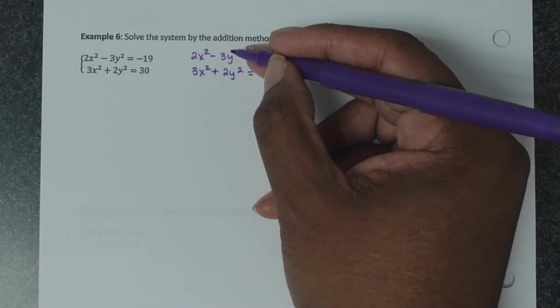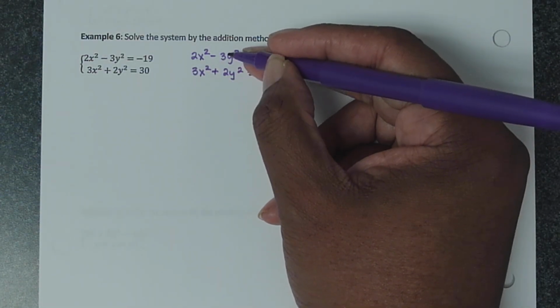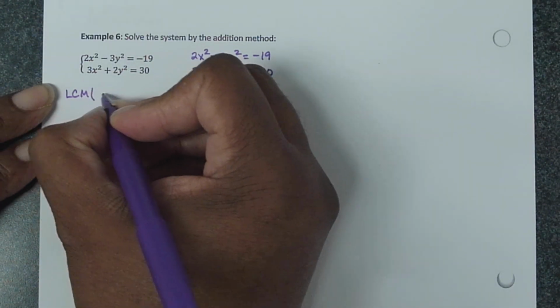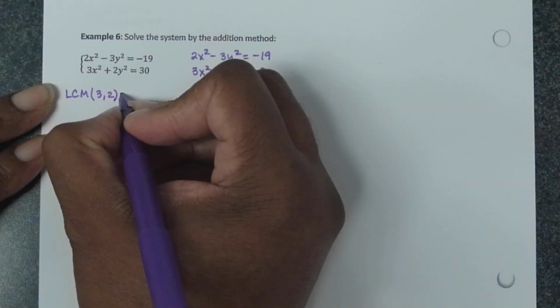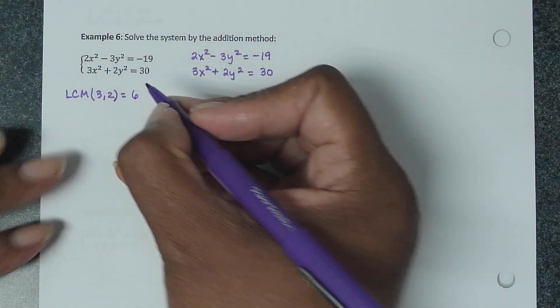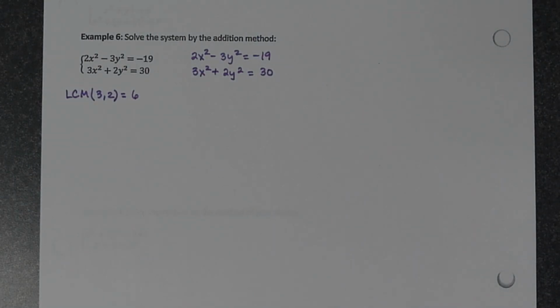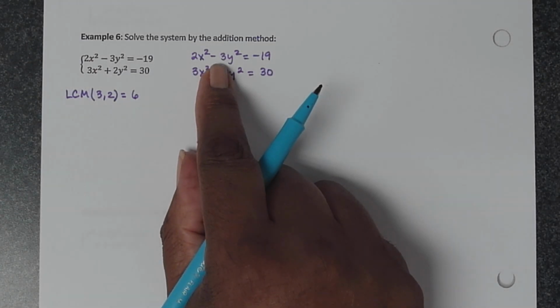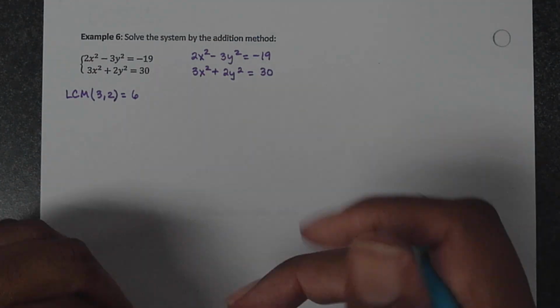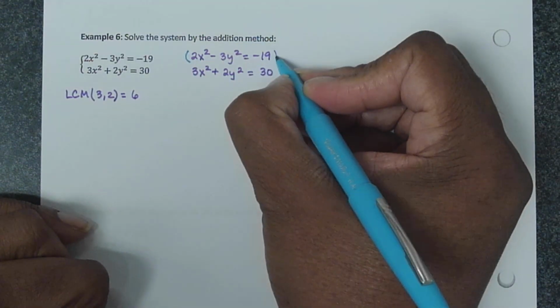And I'm going to do this by looking at these coefficients on the y squared, the 3 and the 2. I want a least common multiple of 3 and 2. It will have to be 6, because that's the smallest number that's divisible by 3 and divisible by 2. So I'm going to use 6 as the least common multiple. Now for the first equation, if I want that minus 3y squared to be minus 6y squared, I need to multiply that first equation by 2.